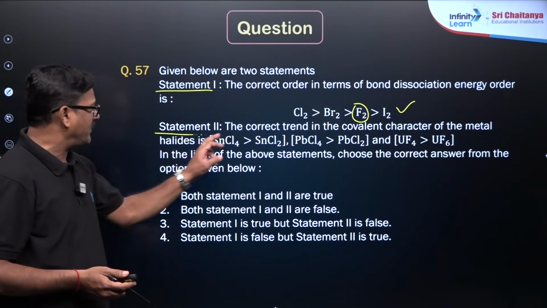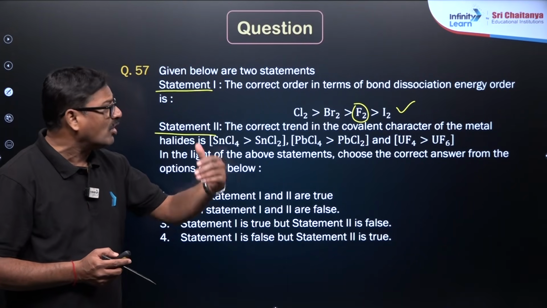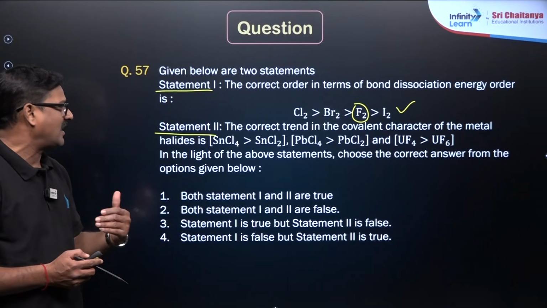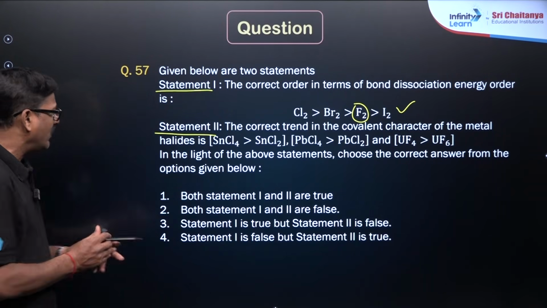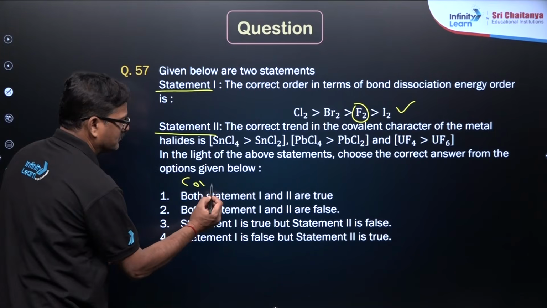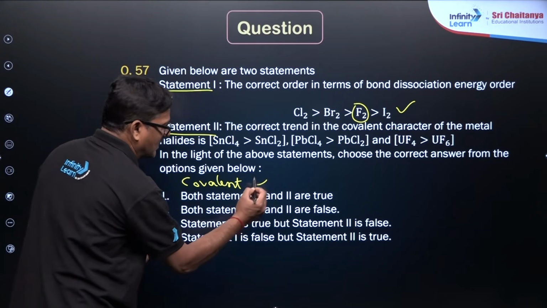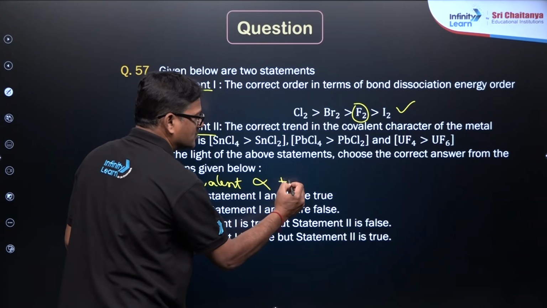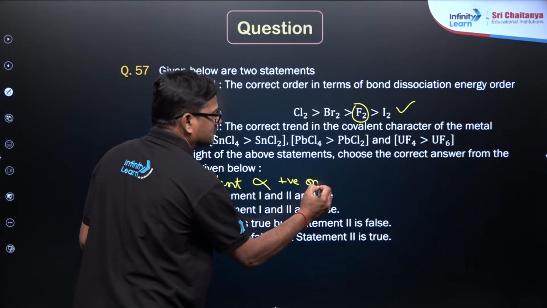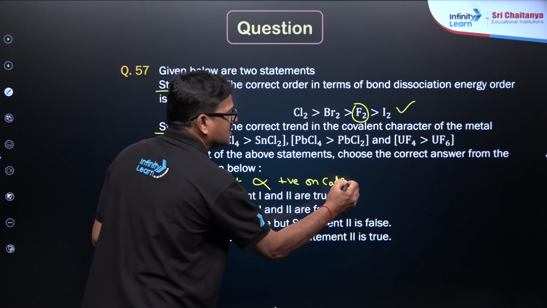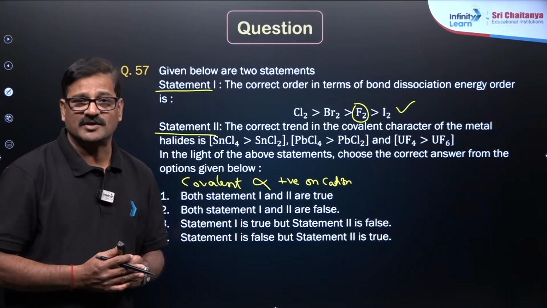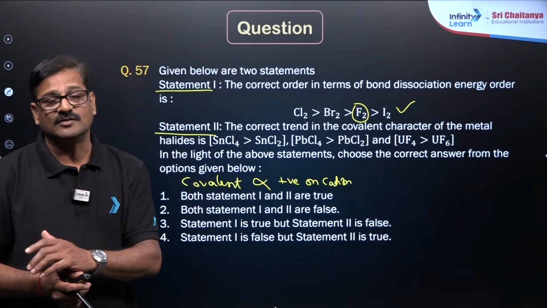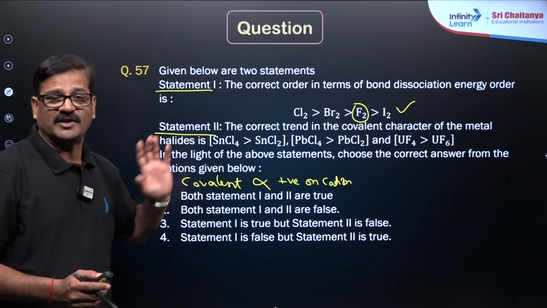While you can see statement 2, the correct trend in the covalent character of the metal halides, SnCl4 is greater than SnCl2. Covalent character is directly proportional to positive charge on cation. More charge density, more will be the polarization, and it is going to be more covalent according to Fajan's rule, and it is an application of Fajan's rule.